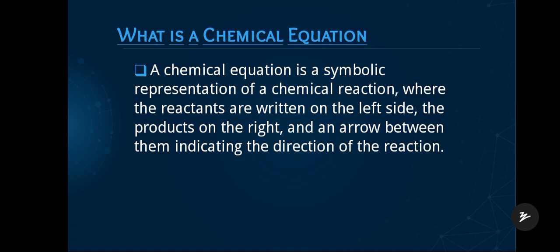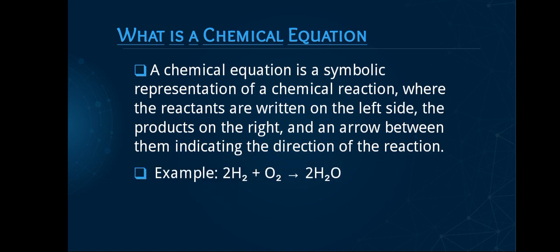And between both of them there is an arrow. This arrow indicates the direction of the reaction, in which direction the reaction has taken place. So a chemical equation is nothing but a symbolic representation of a chemical reaction where reactants are written on the left side, products are written on the right side, and an arrow between them is placed to indicate the direction of the reaction. Now chemical equation is different from chemical reaction, right? Because a chemical equation is a symbolic representation of a chemical reaction, whereas a chemical reaction is a process in which one or more substances react to form a new product. So the difference also should be known.